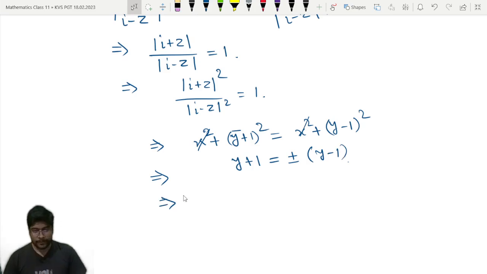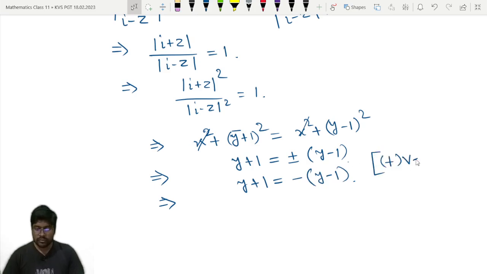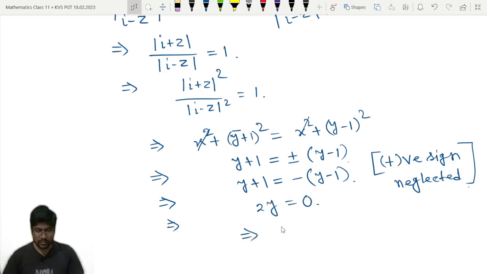So y + 1 cannot be equal to y − 1. So definitely y + 1 will be equal to −(y − 1). The positive sign we have to neglect. We can't take the positive sign. So that means what we are getting: 2y is equal to 0. That will imply y is equal to 0.